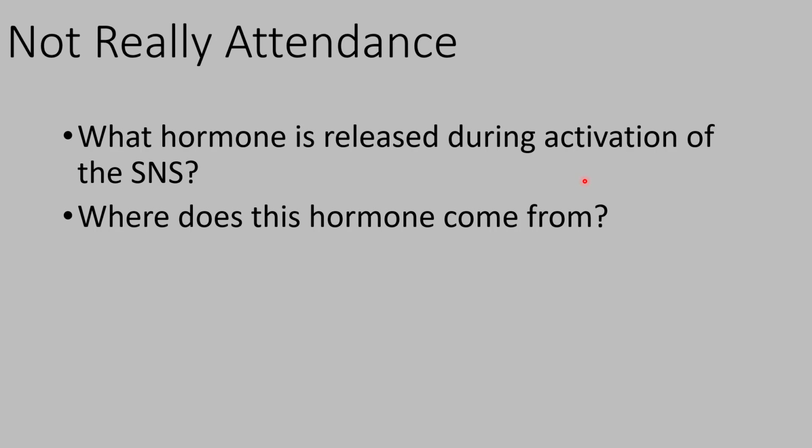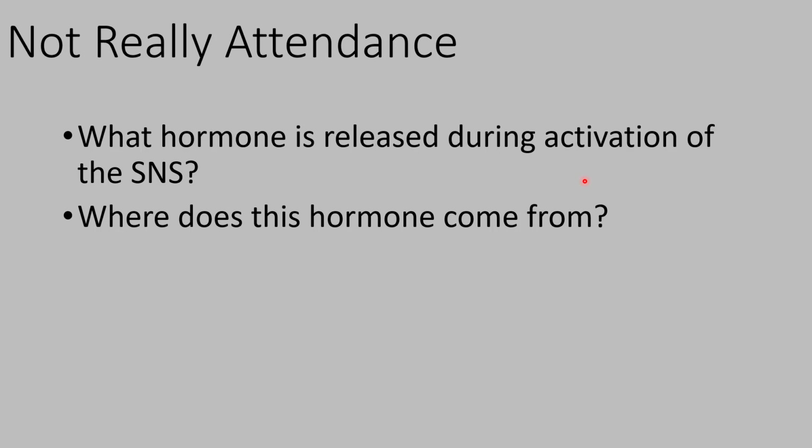All right, hopefully we've all done that. Let's see what we've got here. What hormone is released during activation of the sympathetic nervous system? We can answer this a couple of ways. We could say adrenaline, but the way that we originally learned it and the more appropriate way is to say epinephrine. That comes from the adrenal glands. We'll look at that in a little bit. And so that answers the where does this hormone come from?